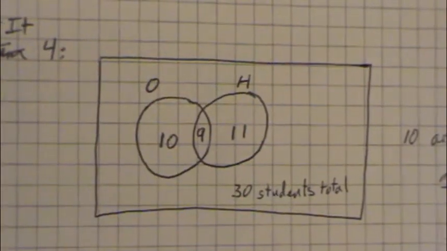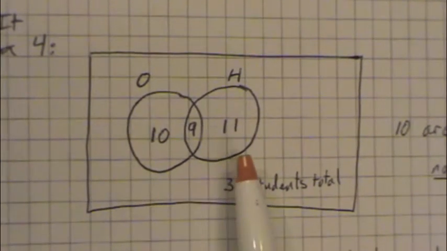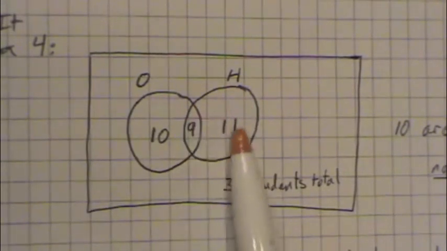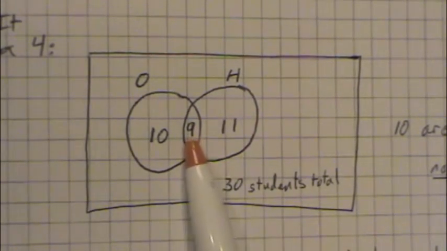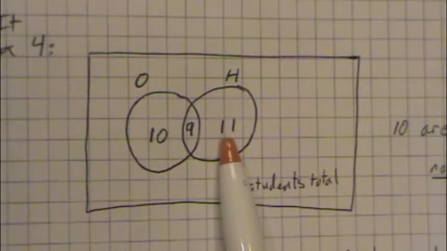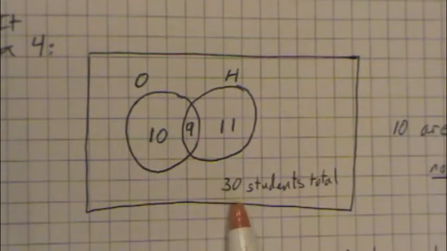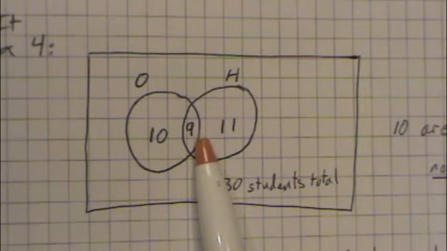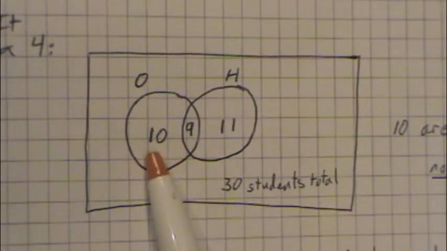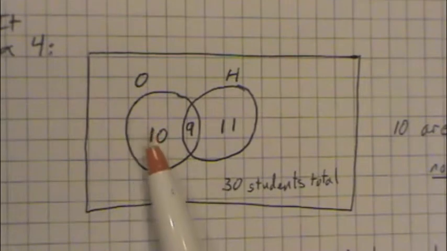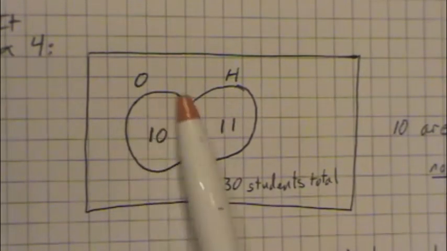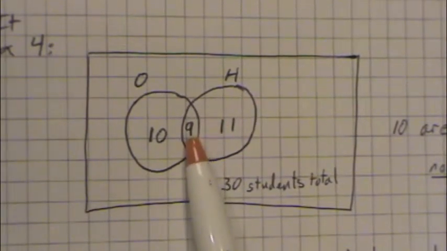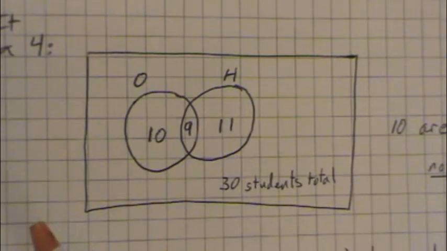So you should have something that looks a little bit like this. We know that there are 9 in the intersection of both groups. We know that there are 20 honor students. That tells us that there are 11 that are just honor students, 9 that are both. We know that there are 30 students total, so if we have 20 students taken care of, how many are left? 10. And that goes over here. So there are 19 students that are officers, there are 20 students that are honor students, 9 that are both, 10 of one, 11 of the other. That's it.